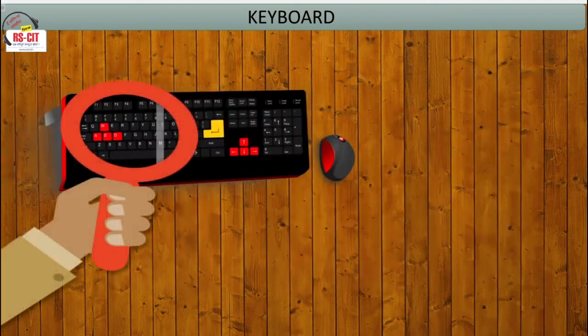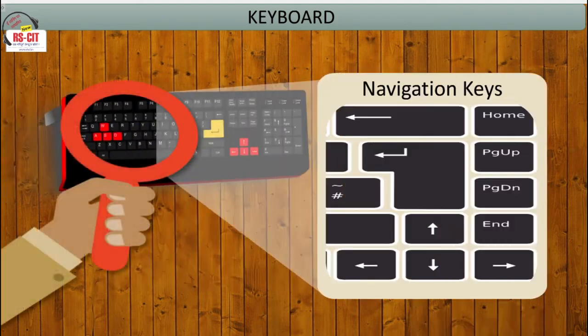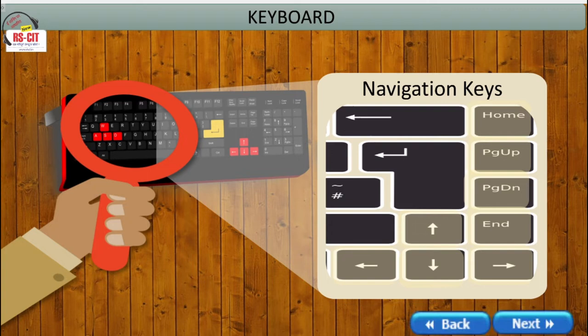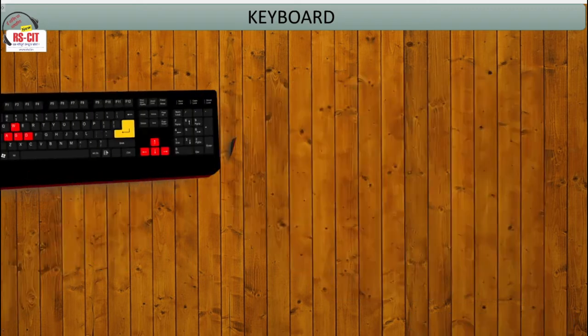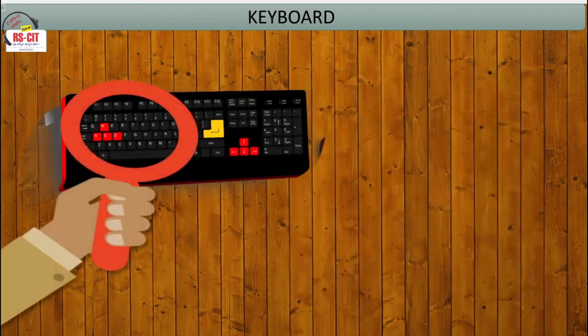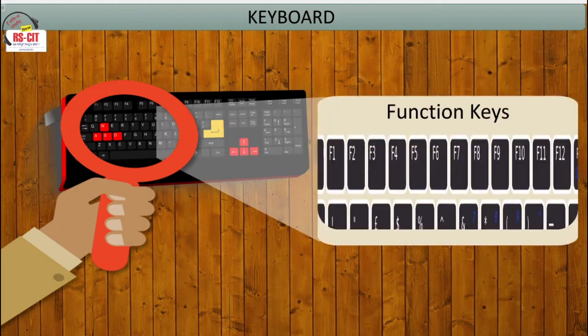Navigation keys. A keyboard key used to move the cursor or pointer around on the screen. They include the 4 arrow keys, page up, page down, home and end keys. Then there are function keys, which are shortcuts to different tasks depending on the application. F1 is standard shortcut for help menu. There are 12 function keys.